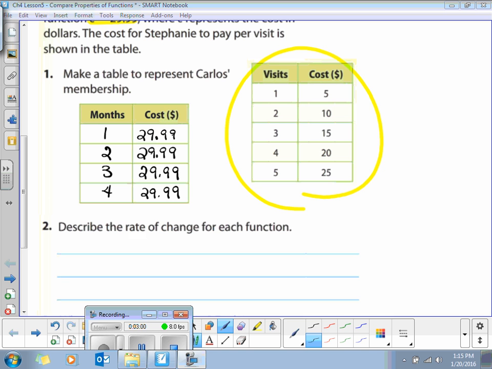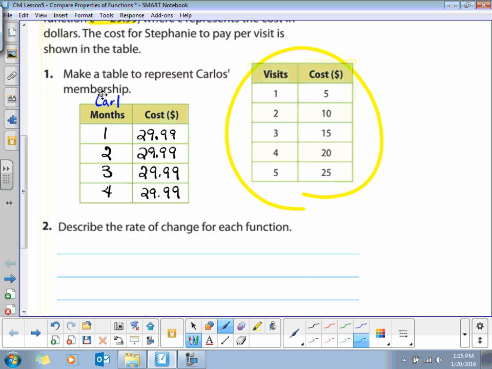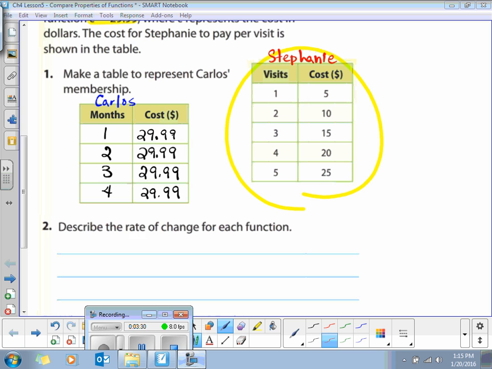So Stephanie pays per visit, right? So this is Carlos. And this is Stephanie. Okay? And the question here says, describe the rate of change for each function. So, rate of change. You guys remember rate of change? How do I find the rate of change? All right, so the rate of change is the change in the y over the change in the x. The delta y over the delta x. We learned that a long time ago.